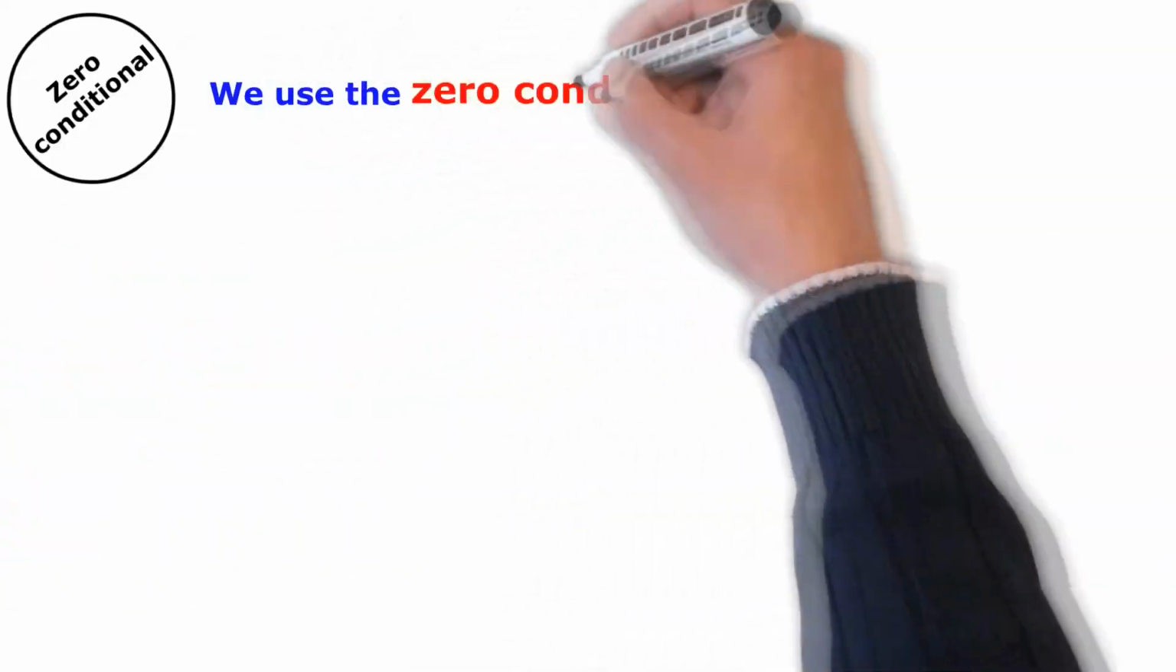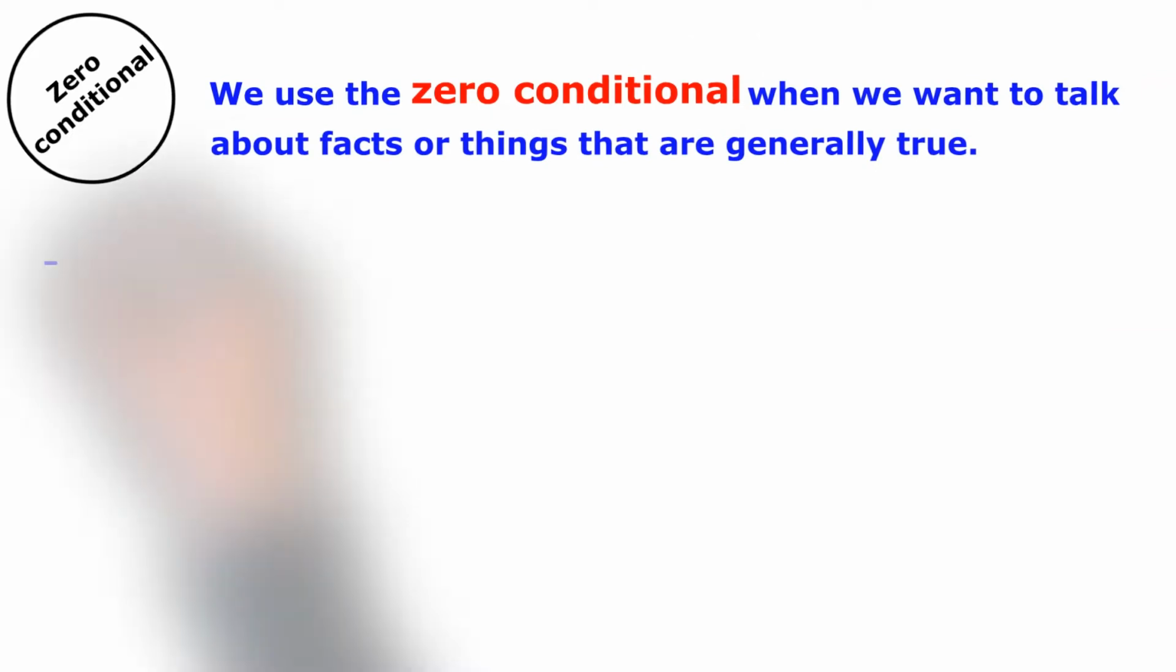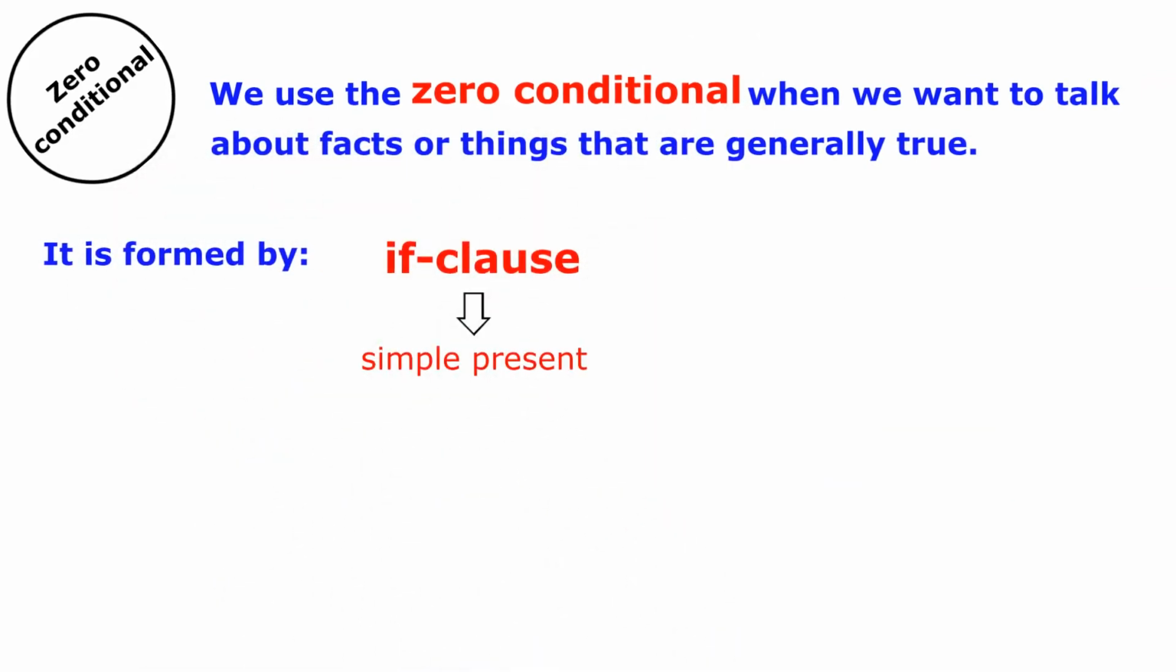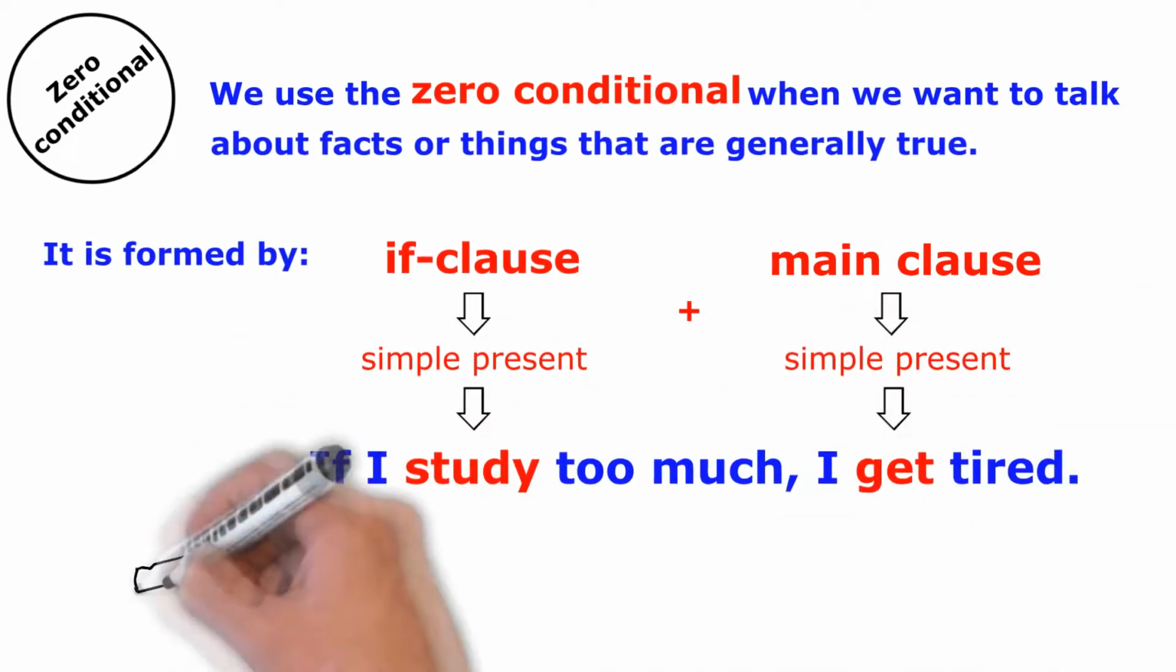We use the zero conditional when we want to talk about facts, or things that are generally true. It is formed by an if clause in simple present, and a main clause in simple present. If I study too much, I get tired.